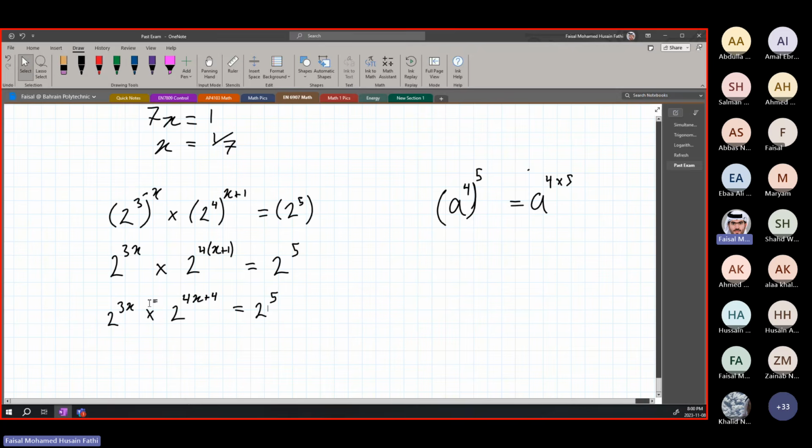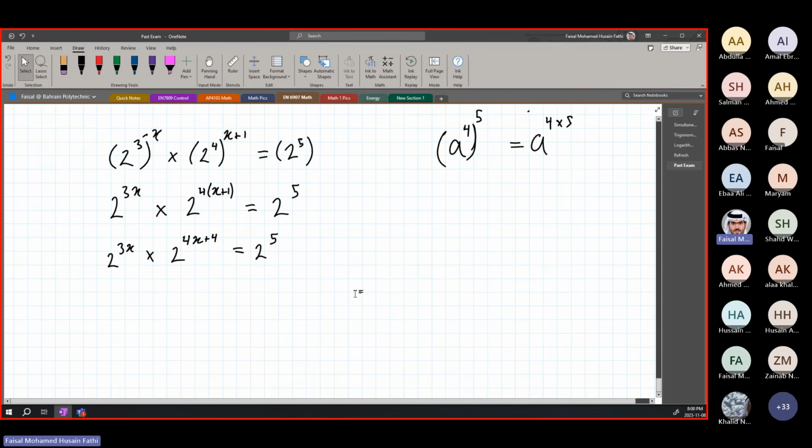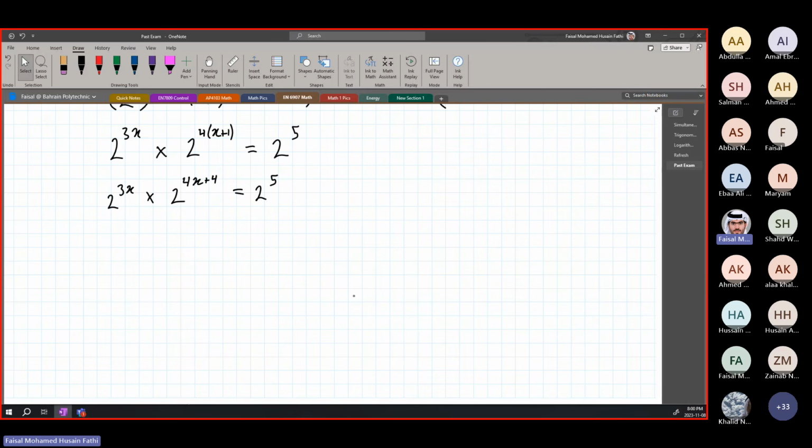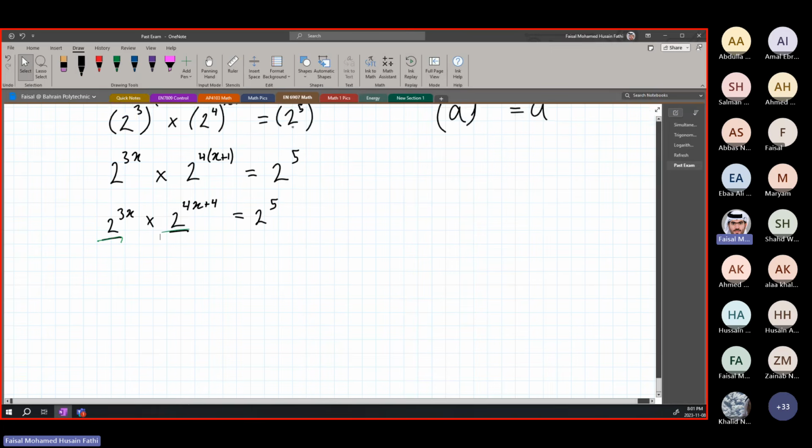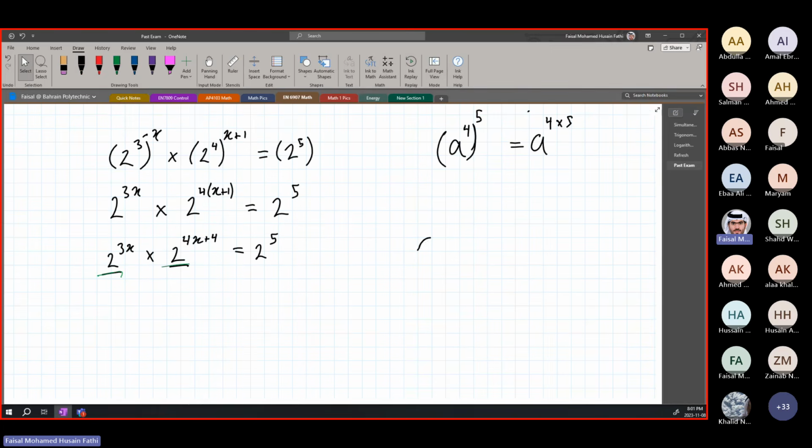All right, all I did was distribute the 4 into the x plus 1. Now we have the same bases here, 2 and 2. Since these are the same base, what does the rule tell us? If we have a to the power of 3 times a to the power of 4, this is the same as saying a to the power of 3 plus 4.